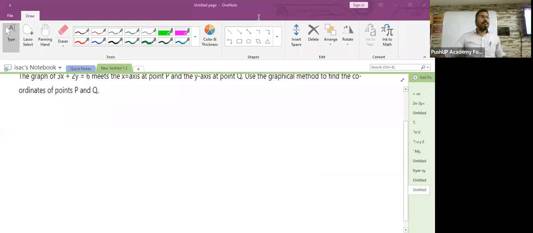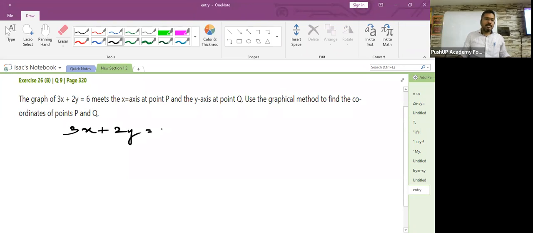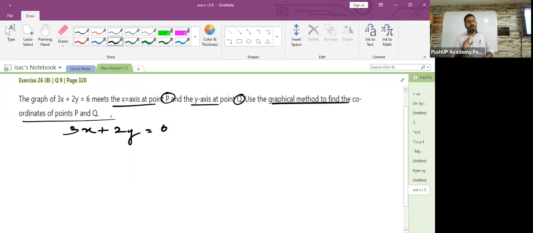Let's start. The graph of, children, the graph of 3x plus 2y is equal to 6. You have to draw the graph for this equation. It meets the x-axis at point P and it meets the y-axis at point Q. Use the graphical method to find the coordinates of P and Q. All right, very simple question this is. We will first of all draw the table, give the values for x and y, then plot the points on the graph paper, and then we will get into the final part of the question.